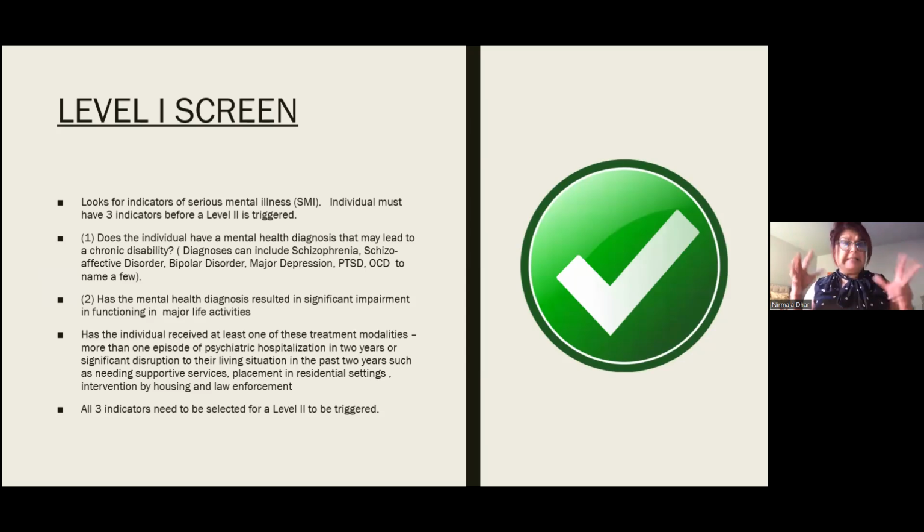Second, has this diagnosis created significant impairment in major life activities? And third, have they had these kind of intensive services, at least for the last 2 years, whether it is hospitalization, supported housing, jail or prison, all of those kind of things. All three indicators need to be there for a level 2 to be triggered. So all three indicators have to be there for the level 1 screener to say, yes, I think they have serious mental illness indicators. Remember, they are not mental health therapists, they are not mental health professionals. They are looking for what we call indicators.